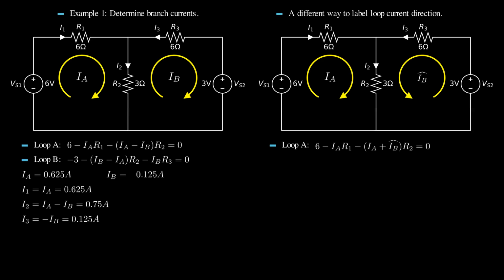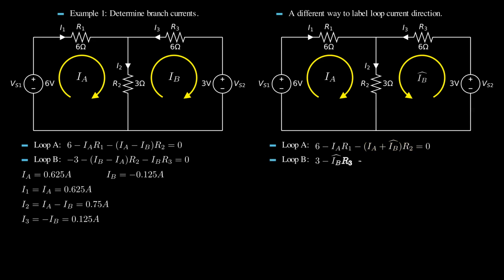equals 0. The resistor voltage always drops, so they have negative signs. For Vs1, the loop current enters its negative terminal, so it is a rise. Now the two loop currents going through R2 have the same direction. Therefore, the voltage across R2 is Ia plus Ib hat times R2.